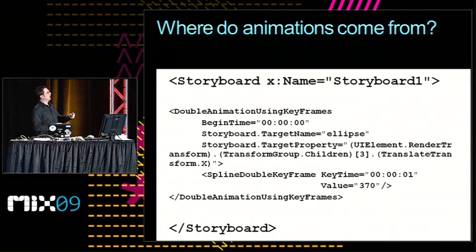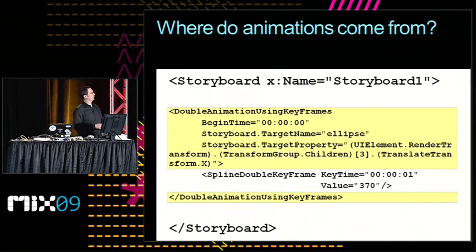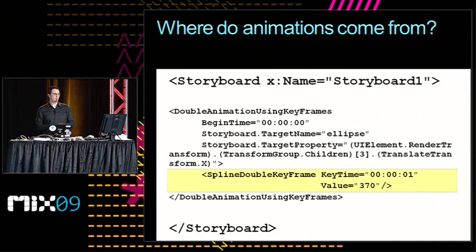Now this looks pretty complex, but I'm going to go ahead and highlight the new pieces. You can see the storyboard opening and closing tags. The new piece that was just added is double animation using keyframes, and you can see the begin time on that is 0. My target name is the ellipse object that I created. And the important part, the target property here, if you look all the way at the end of that, is translate transform X. I'm just moving my object along the X-axis. Inside of that, Blend placed a keyframe. This is the keyframe that showed up on my timeline at 1 second, and it's a value of 370.